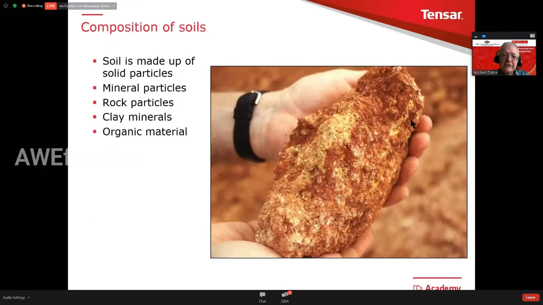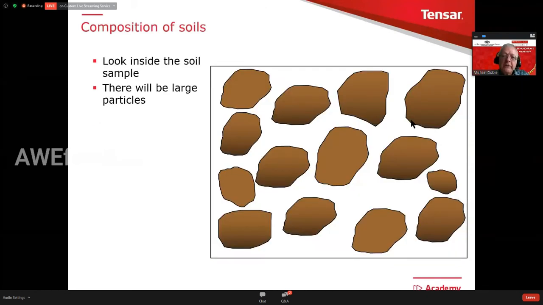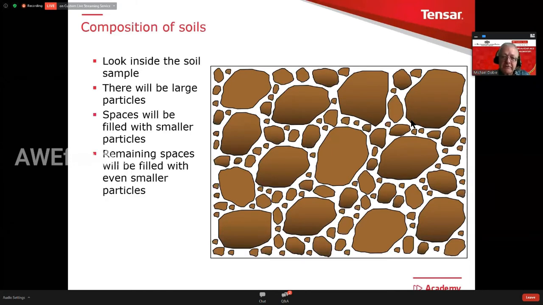Here's a nice sample of soil. It's actually a piece of weathered granite from a site in Malaysia. And it's made up of a number of different particles: mineral particles, rock particles, maybe clay minerals, maybe some organic material. So if we look inside it and we look at the particles, we're going to have some large ones, and then some smaller ones, and some even smaller ones, and some very small ones.